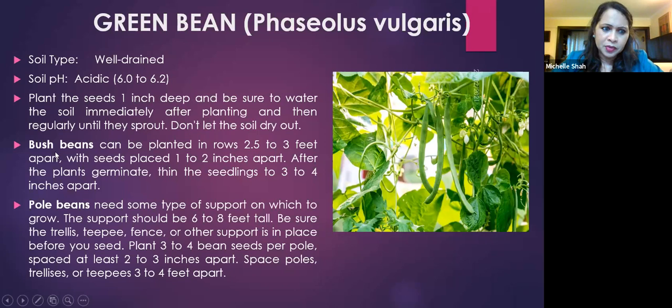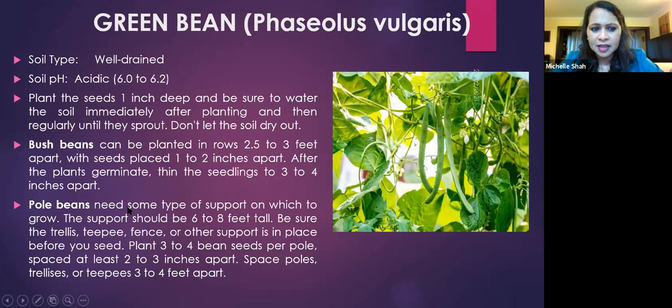There are two types of green bean, the bush beans and the pole beans. The bush beans are planted in rows 2.5 to 3 feet apart with seeds placed 1 to 2 inches apart. After plants germinate, thin the seedlings to 3 to 4 inches apart.